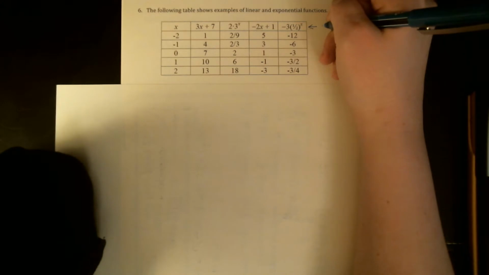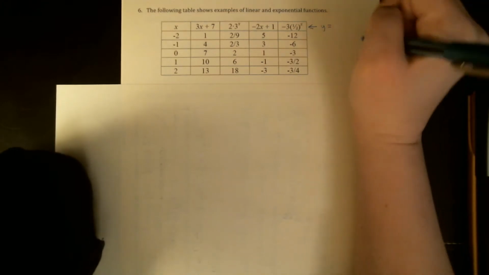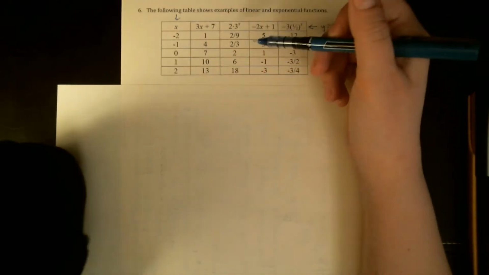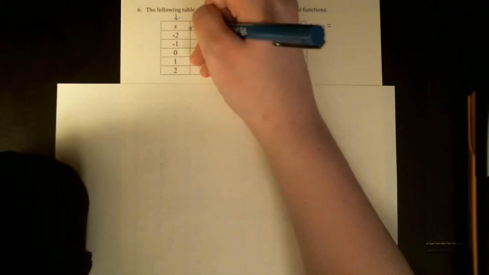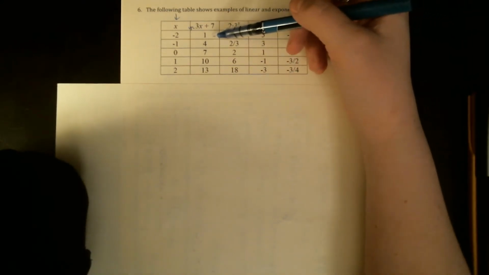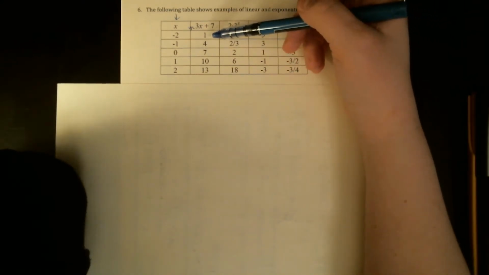So this top row gives the formula. This is our y equals whatever's in the top row. And the first column gives us our x values, and then we see the outputs, the y values of this general function at the top. So the first one is definitely linear. y equals 3x plus 7 is a linear function. If you look at the table, you should see a nice linear pattern.